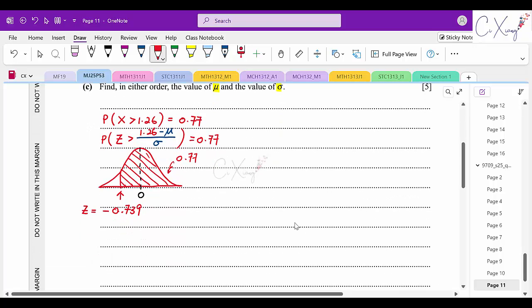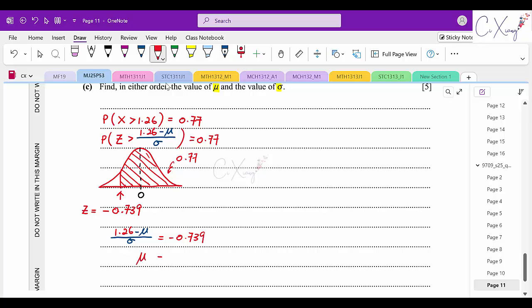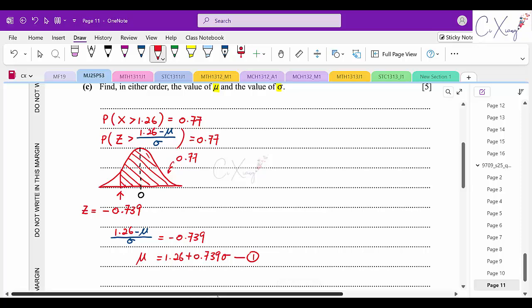And this value of Z is the same as this one. So I form the first equation using this information: 1.26 minus the mean, divided by the standard deviation, equals negative 0.739. I rearrange everything, then I get my first equation here. Of course I can't get the answer yet, because I only have one equation, so you have to form a second equation. Then you can solve them simultaneously to get the answer.